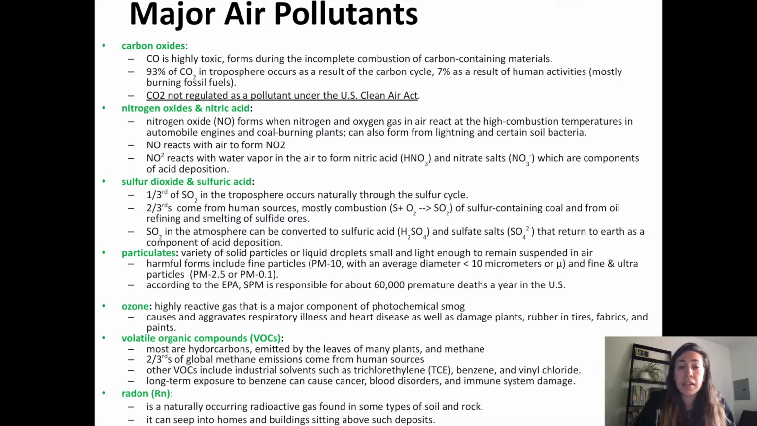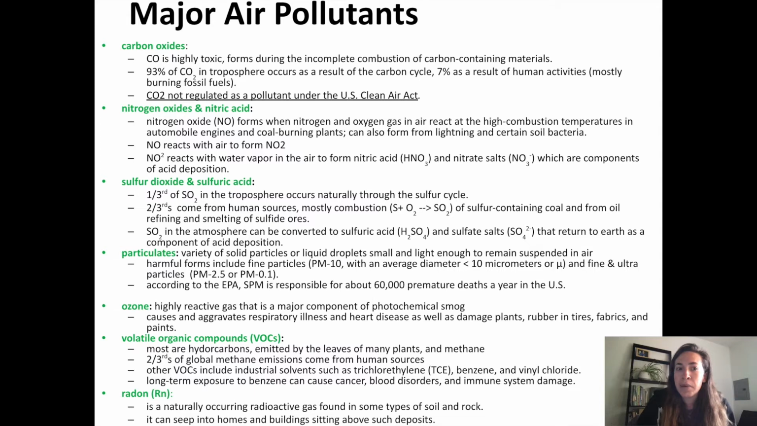In the atmosphere, when you have NO2, it's going to react with water vapor in the air to form nitric acid, which can contribute to acid deposition. It can also form nitrates, which can come and deposit themselves out of the air and cause harm or increase the number of ions in different ecosystems around the world. We'll talk more about that reaction when we get to our acid rain lab.